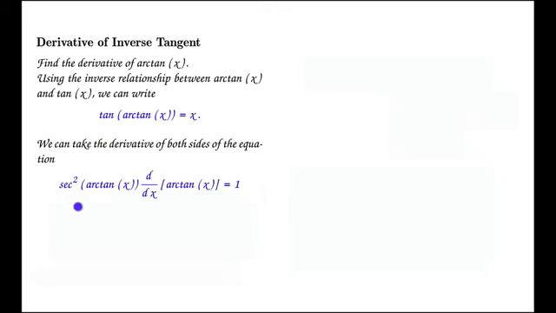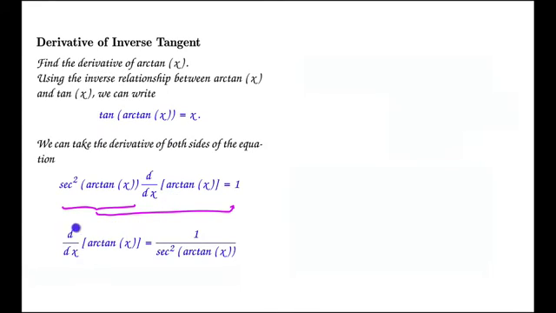So taking the derivative of both sides of the equation, applying chain rule to the left hand side, the derivative of the tangent is secant squared, keeping arctangent as its argument, times the derivative of its inside, so the derivative of the arctangent, equals 1. Now we're trying to solve for this derivative of arctangent. So if we bring the secant squared arctangent of x over to the right hand side, we will have what we are trying to find on the left.